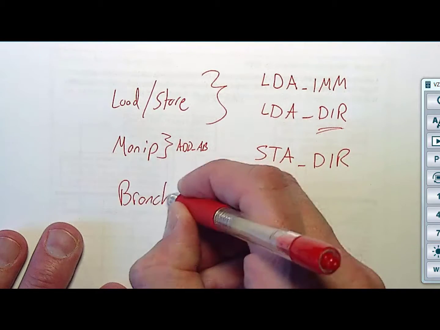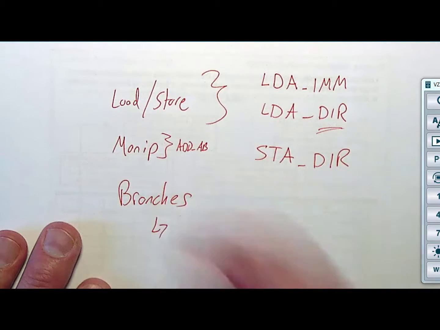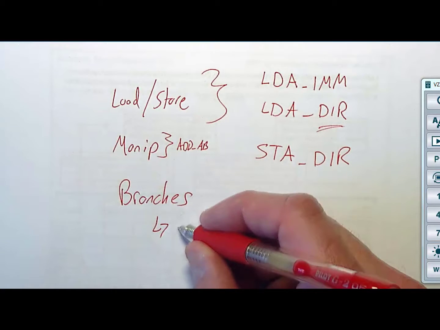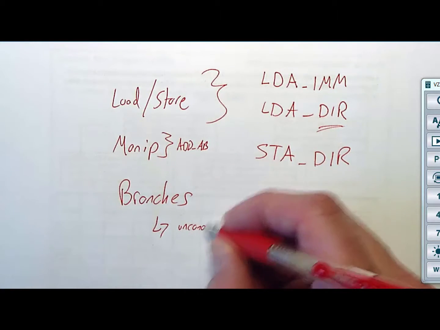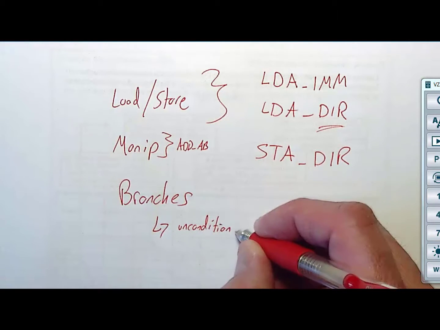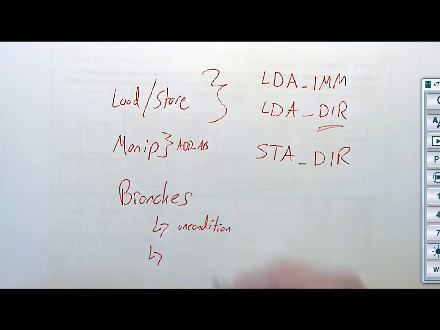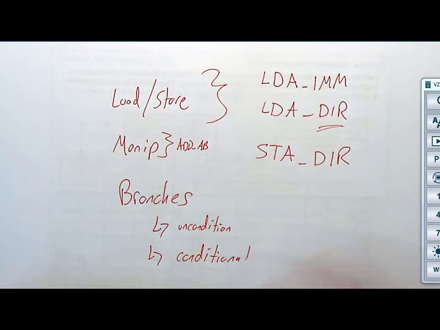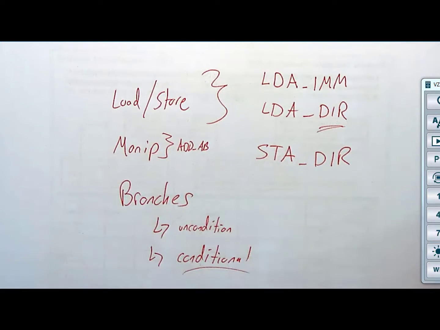So we're going to have branches. All right, now, technically speaking, you guys want to get technical just for a second. We're going to have unconditional, and we're going to have conditional. Okay, unconditional means just do it. There's really nothing to talk about. Conditional means, let's talk about it.